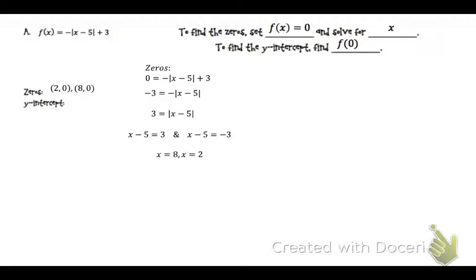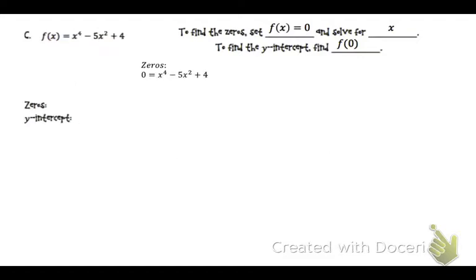Now for my y-intercept, I'm going to have f of 0, and I'm just going to evaluate that. So that's the negative absolute value of 0 minus 5 plus 3, which is the negative absolute value of negative 5 plus 3. The absolute value of negative 5 is positive 5, so negative 5 plus 3 is negative 2. So my y-intercept is (0, -2). Okay? Let's do this one.